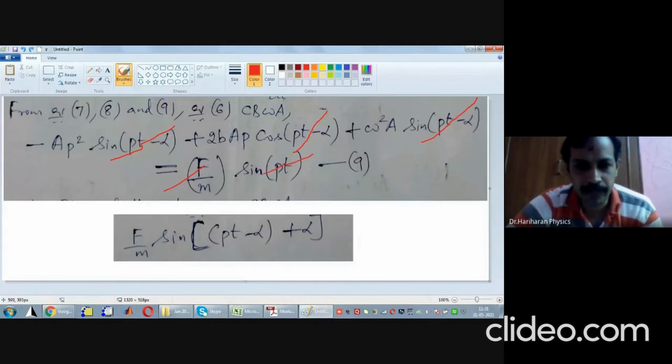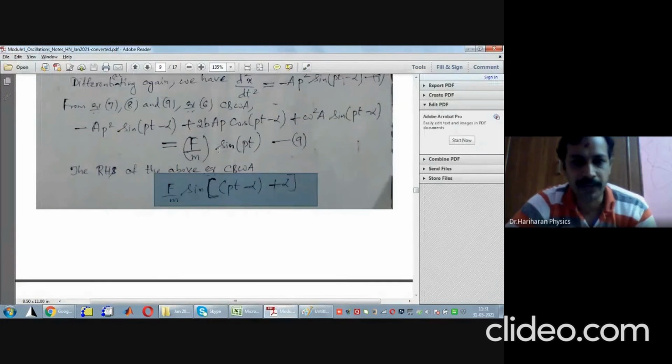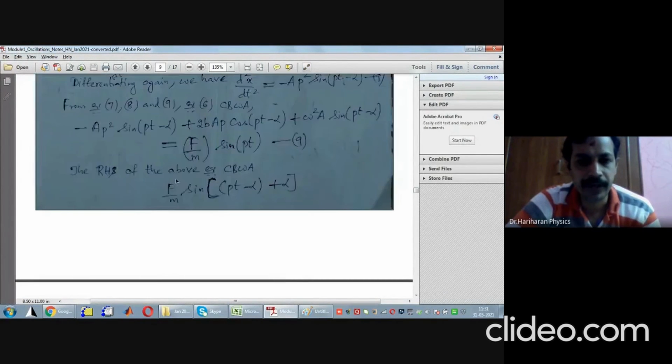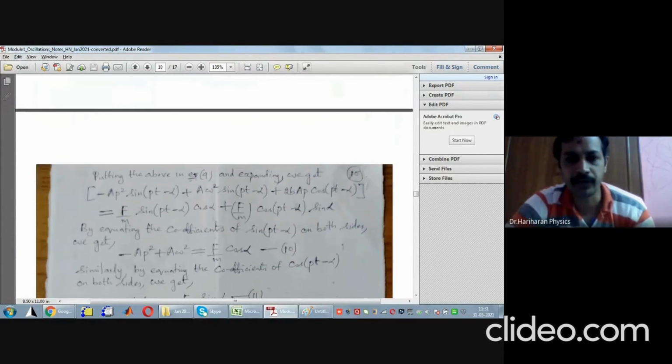So for pt, I'll just add plus alpha and minus alpha, and I'll group it in such a way that pt minus alpha is grouped together, which forms on the same footing as what you see in the left hand side in all the trigonometric terms. Therefore, the right hand side of the above equation can be written as f by m into sine of pt minus alpha plus alpha. So that will give rise to this.